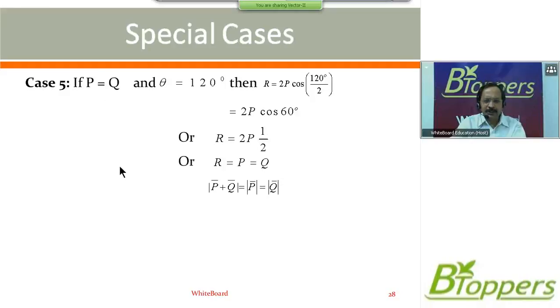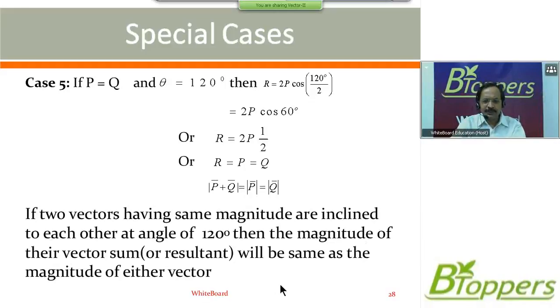That means if the two vectors P bar and Q bar have same magnitude, and if they are inclined to each other at an angle of 120 degrees, then the magnitude of the vector sum of P bar and Q bar is same as the magnitude of P bar, or same as the magnitude of Q bar. This conclusion also better you remember, so that we can directly use it in some of the problems. If two vectors having same magnitude are inclined to each other at an angle of 120 degrees, the magnitude of their vector sum or resultant will be same as the magnitude of either vector.